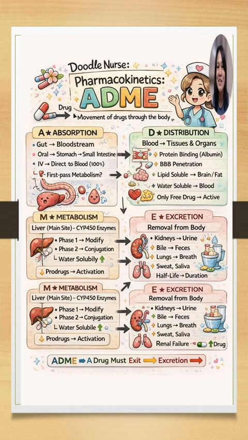Finally, excretion is the removal of the drug from the body. The kidneys are the main route, eliminating drugs through the urine, while drugs can also be excreted through the bowel as feces, and through the lungs, sweat, and saliva. The concept of half-life determines how long a drug stays in our body. In patients with renal failure, drugs can accumulate, leading to increased levels and potential toxicity.